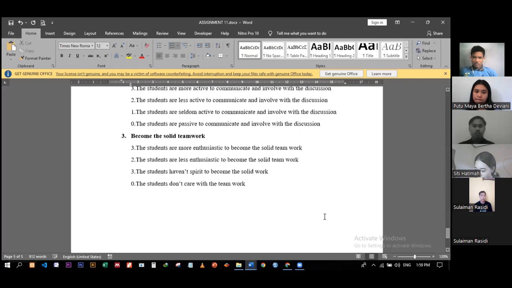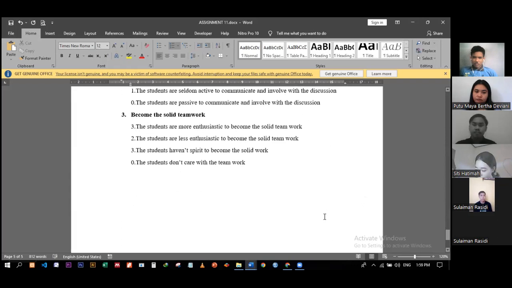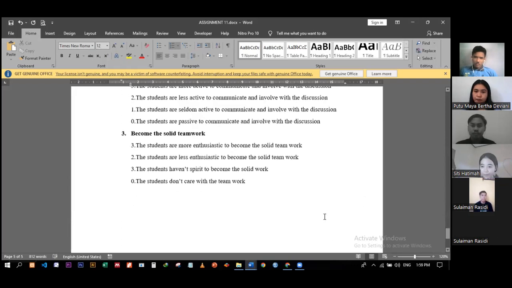And the last we have becoming a solid teamwork. 3. It means that the students are more enthusiastic to become a solid teamwork. 2. The students are less enthusiastic to become a solid teamwork. 1. The students haven't the spirit to become a solid team. And then we have 0. It means that the students don't care about the teamwork.